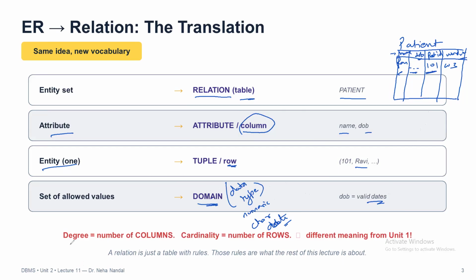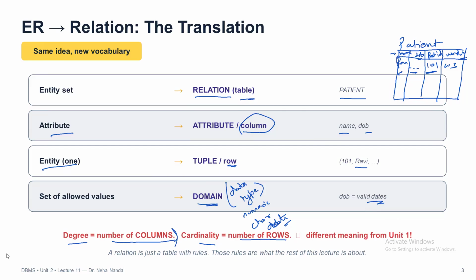Yes, now next is degree, number of columns. Yes, degree will tell you number of columns. Cardinality means number of rows. You will get to know how many number of rows. So different meanings from unit 1 we have to draw for our relational model.